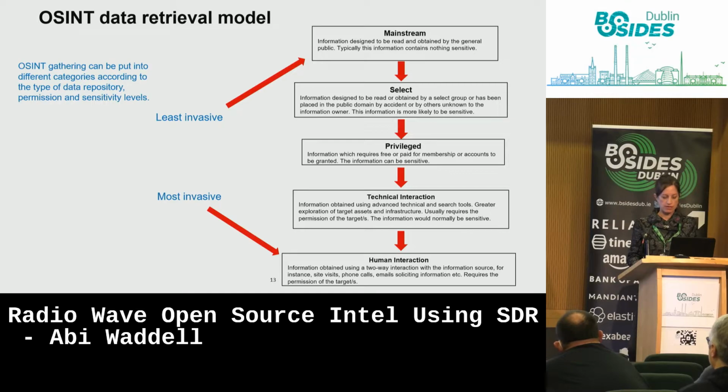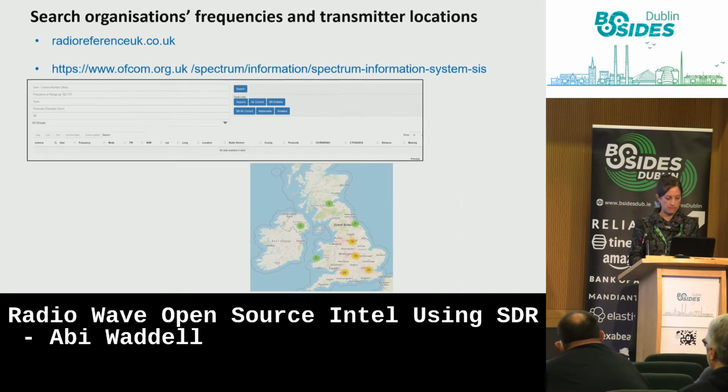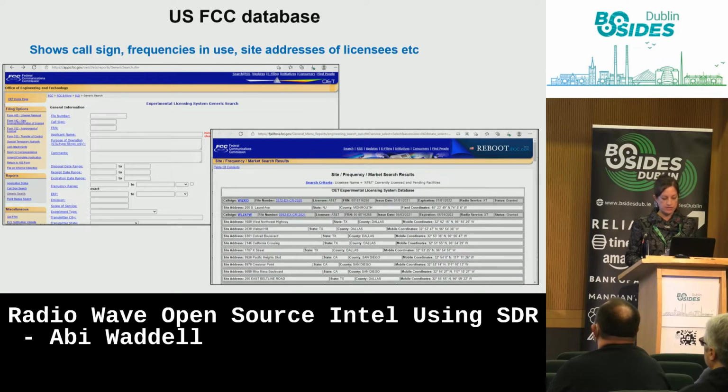So what follows now are ways of obtaining OSINT data relating to radio transmitters and users. The Radio Reference site and this area on the Ofcom site allow one to search for organizations' owned license frequencies with location details of their transmitters. In the example is one such big blue chip company's transmitters in the UK. I'm not saying who, but this, again, is freely open and available, this sort of information. In the United States, the FCC site has a search facility to look up call sign, frequencies in use, and site addresses of licensees and other information.